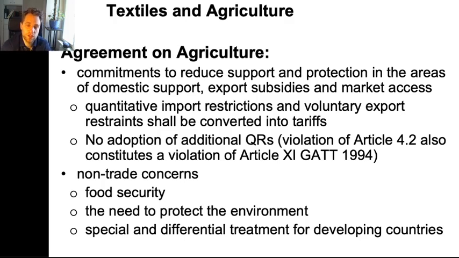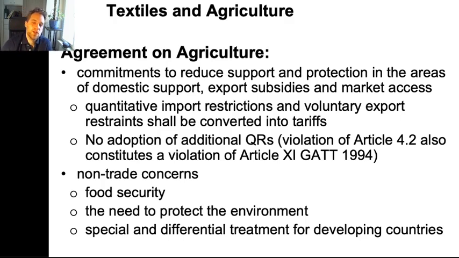And the other product where developing countries have a comparative advantage is agriculture, and therefore there's also a special agreement on that, the agreement on agriculture. That includes obligations to reduce the support and protectionism in the areas of domestic support, export subsidies, and market access for such products. So first, quantitative import restrictions and all voluntary export restraints shall be converted into tariffs, because tariffs are the type of protectionism that is lawful, even if we don't like it. And also, no additional quantitative restrictions should be applied or adopted by, in particular, developing countries.